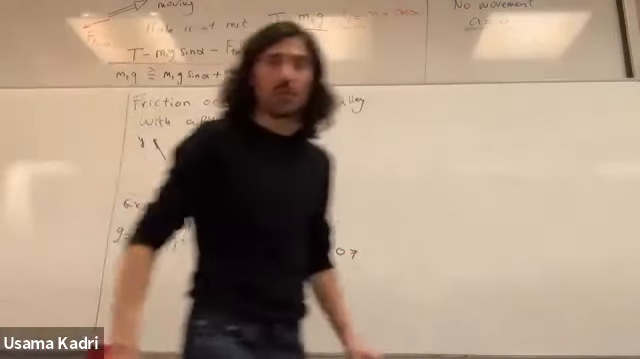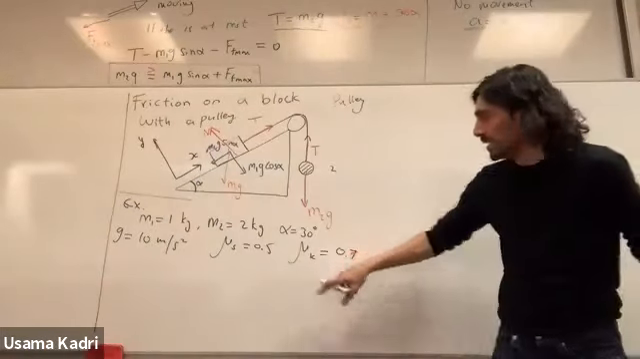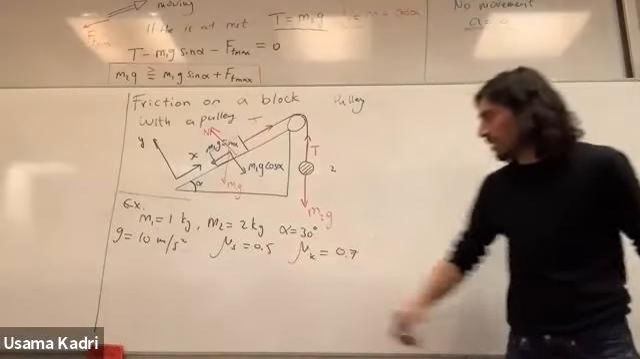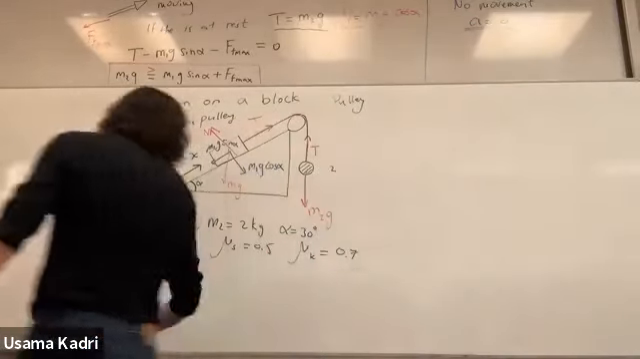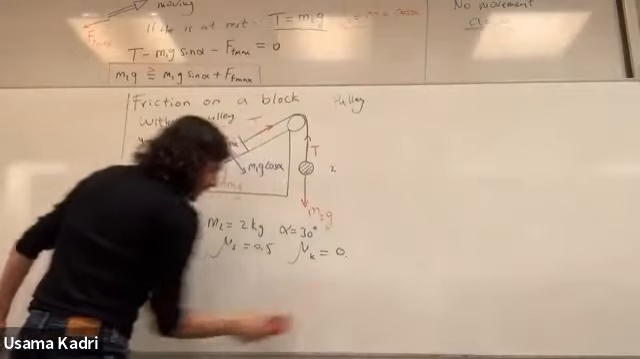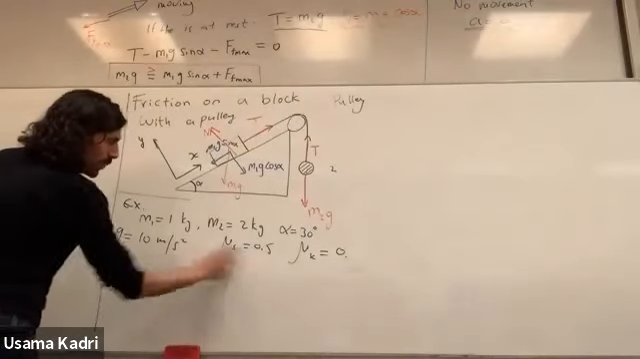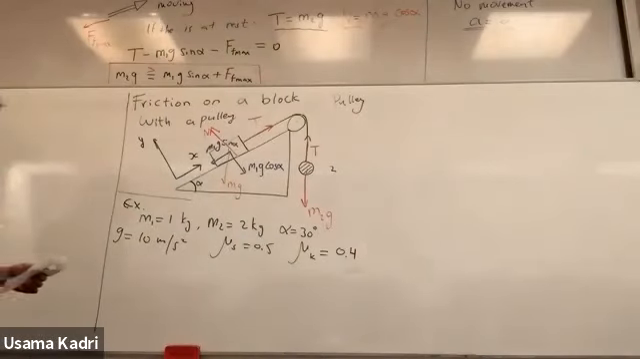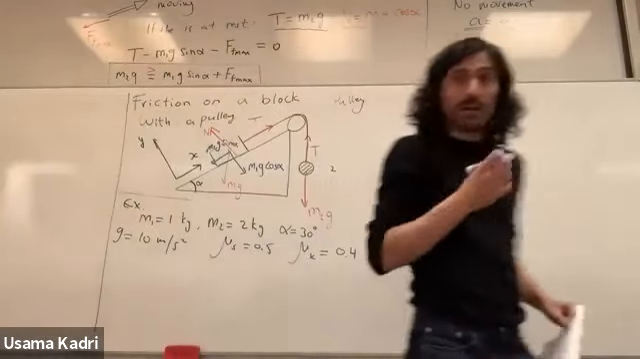You have to shout now. Mu K cannot be 0.7 if mu S is 0.5. Mu K is always smaller than mu S. So mu S is 0.5 and mu K is 0.4. And the question that you have is simple.